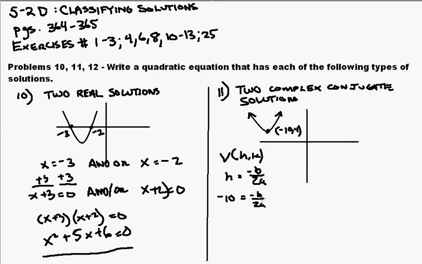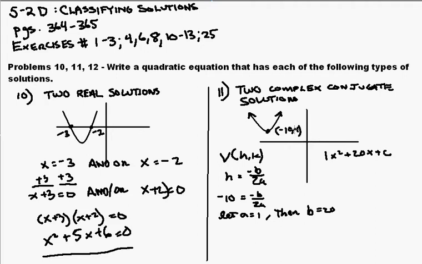So now I can think of different combinations for my b and a that would give me this result. If I let a be 1, let's make it simple. Let a equal 1. In order to make this ratio come out to be -10, then b is going to have to be 20. So then b equals 20. So at this point I now have an equation that looks like this: 1x squared plus 20x plus some c.